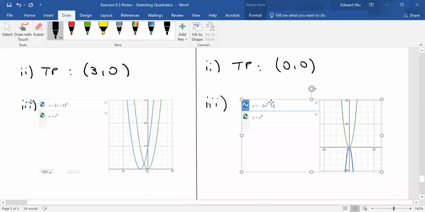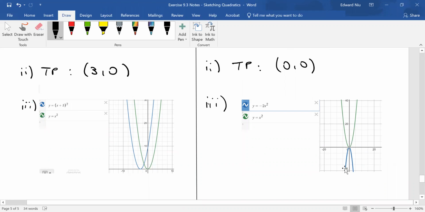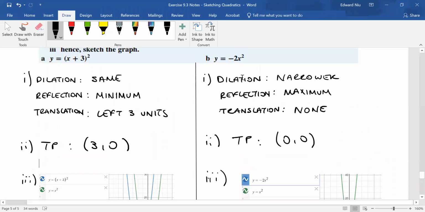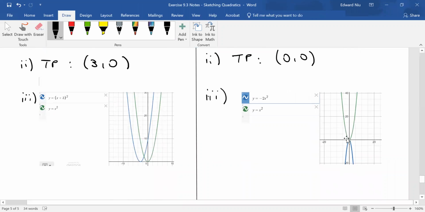All righty, and as you can see in blue, we've got our little upside down unhappy graph of y equals -2x squared. And it hasn't shifted off the origin. The turning point is still there. In green, we've got the y equals x squared parabola. And you can see the blue equation we're dealing with, y equals -2x squared, is narrower. All right, and that's all for exercise 9.3. Let me know if you have any questions.